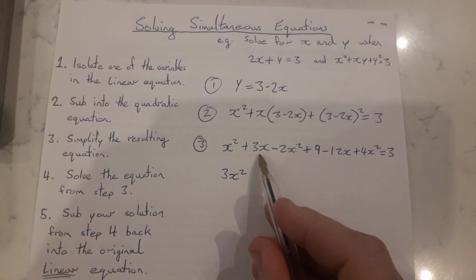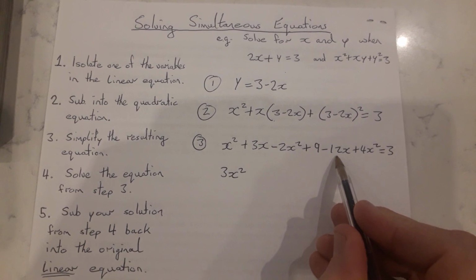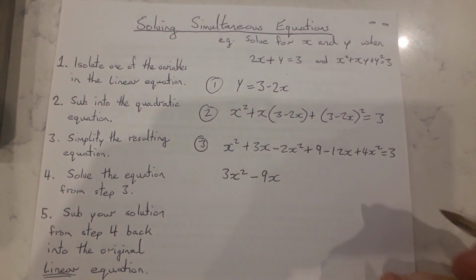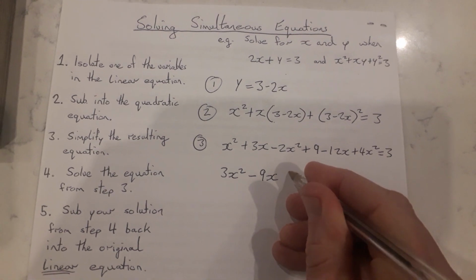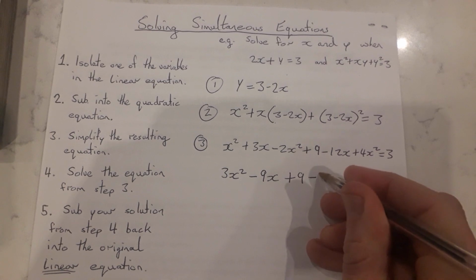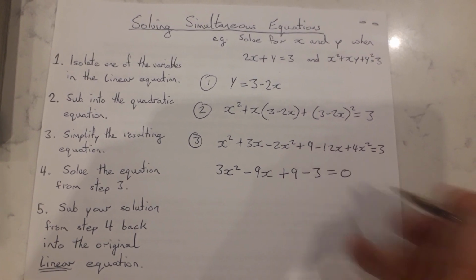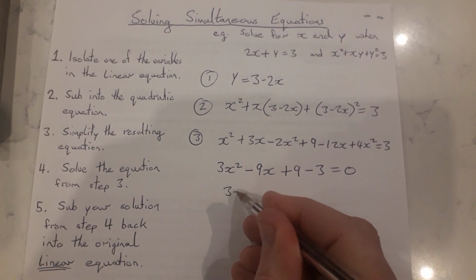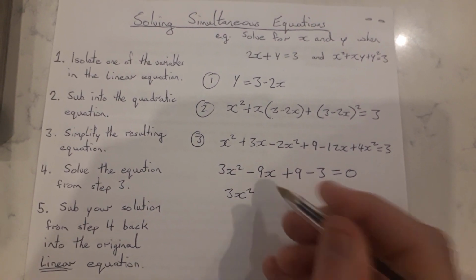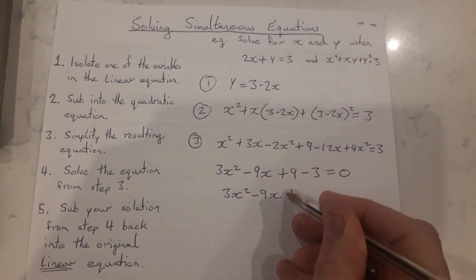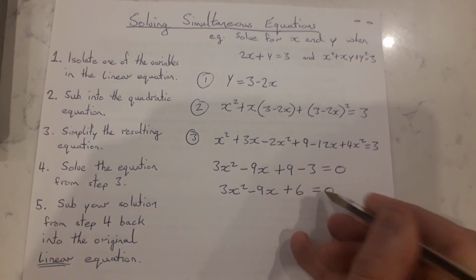We've got a 3x minus 12x, which is minus 9x, then we've got this plus 9. And if I bring the 3 over to the other side, that becomes a minus 3 equal to 0. And then one last part of the tidying up. Well, 2 steps really, I suppose. 3x squared minus 9x. 9 minus 3 is 6 equal to 0.